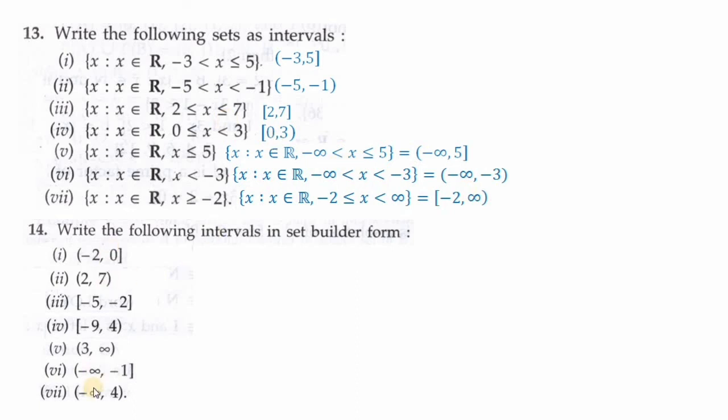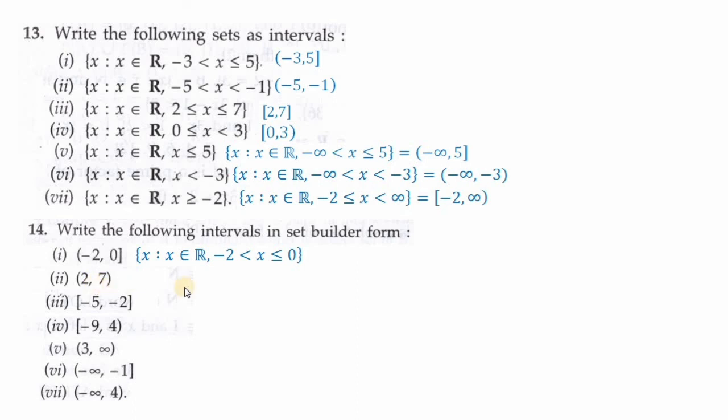Now let's write down these intervals in set builder form. So here, since this is open, we have to write minus 2 is less than x, and since there is a closed, that's why x must be less than or equal to 0. All right, so this becomes your set builder form. Minus 2 doesn't contain equal to, so that's why this is open, and since there is equal to, that's why this has to be closed.